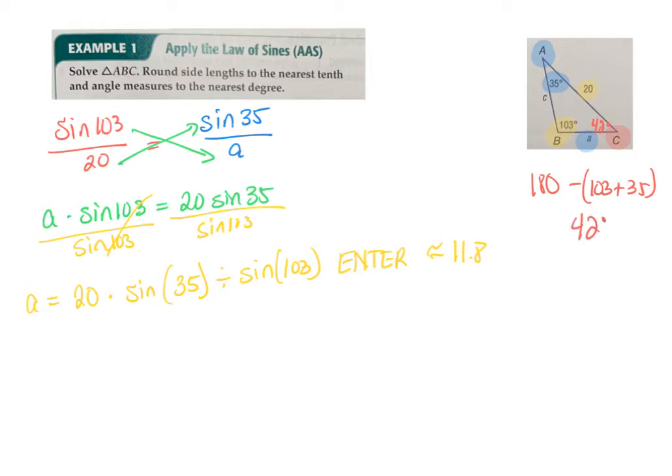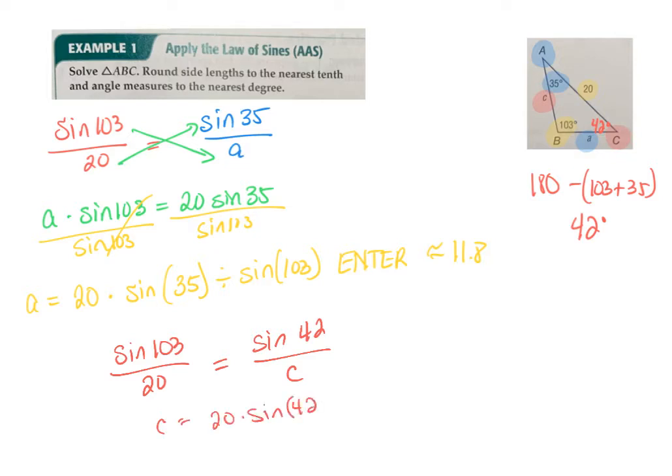I'm going to do the same exact thing with side C that I did with side A. But because I rounded side A, I'm going to go all the way back to the values they gave me so that you're not rounding in the process. Sine of B, 103, over side B, 20, equals sine of C, 42, over side C. You do the same process, and you end up with C equal to 20 times the sine of 42 divided by the sine of 103, and you get 13.7.